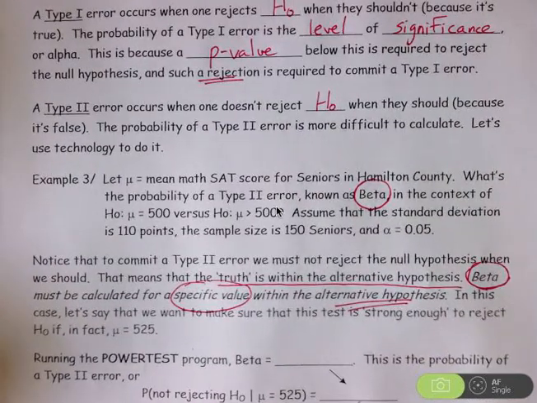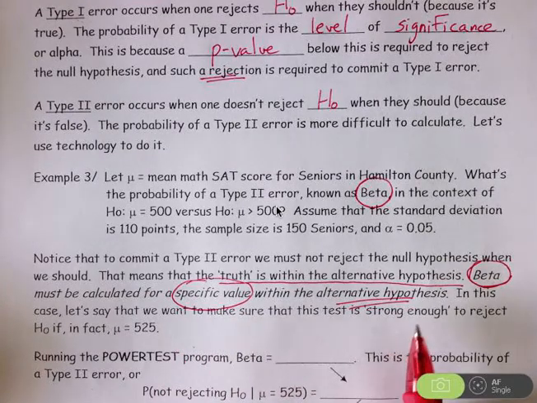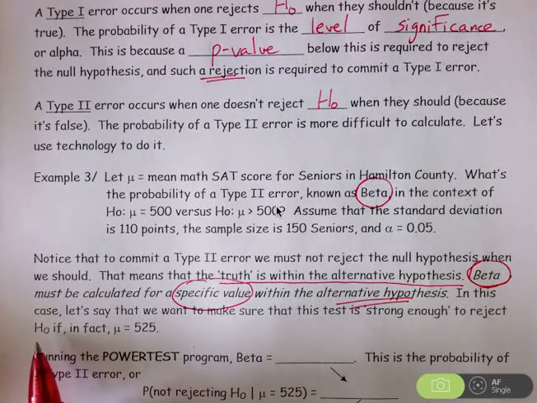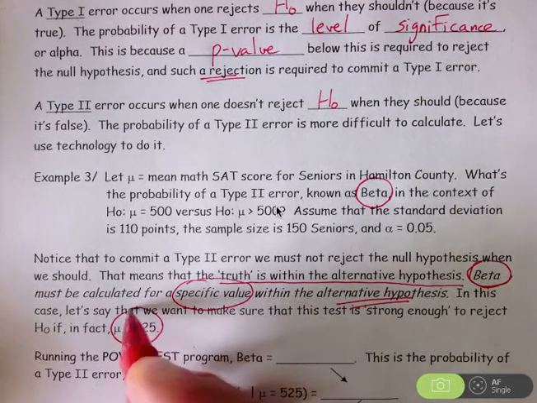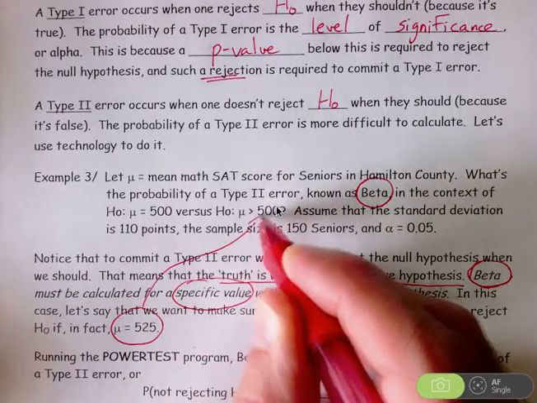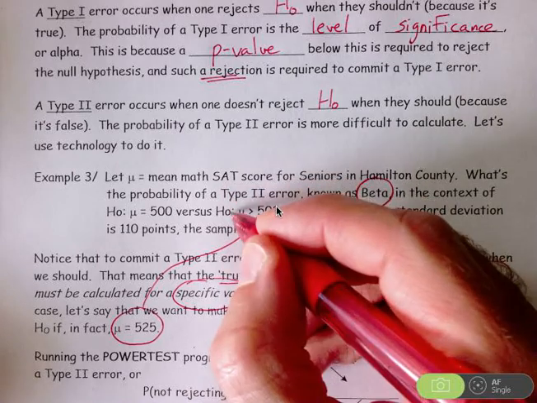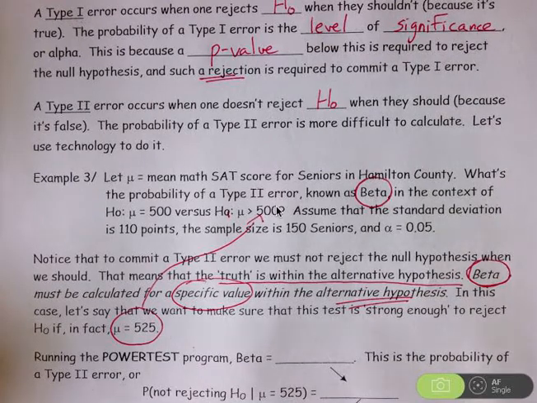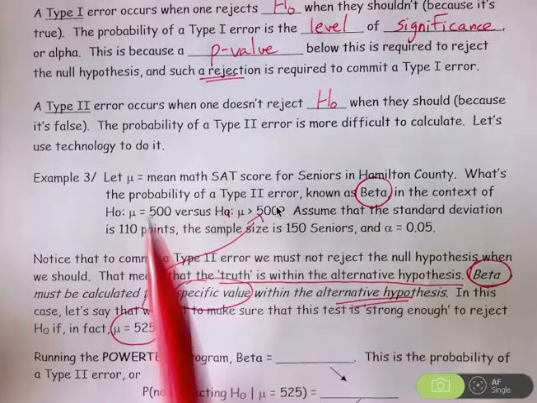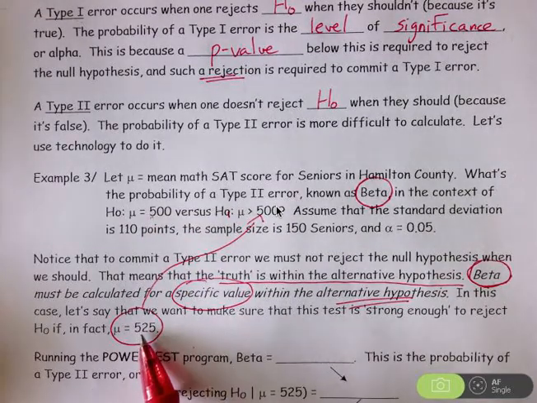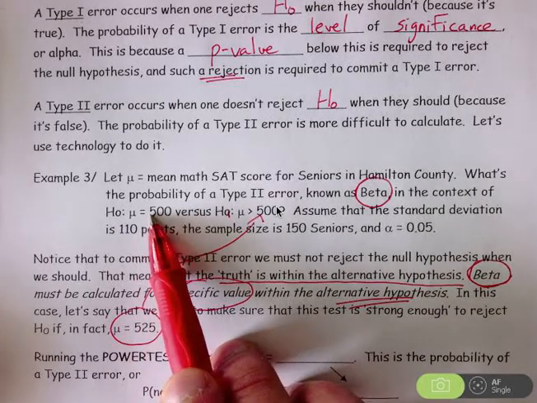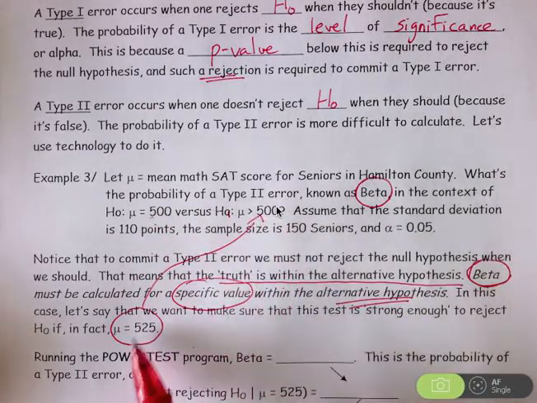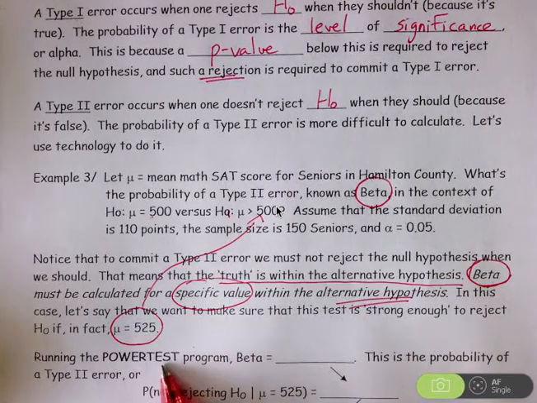So in this case, let's say that we want to make sure that our test is strong enough to reject the null hypothesis if in fact mu equals 525. So notice a mu value of 525 would definitely be within the alternative hypothesis. Oh, I just noticed a problem on my handout. That should be HA right there. There's the alternative hypothesis. So notice, in order to calculate the probability of not rejecting the null hypothesis, when in fact the actual value of mu is 525, so when in fact we should have rejected it because the alternative is actually where the truth is, to calculate that probability, we should run the power test program.